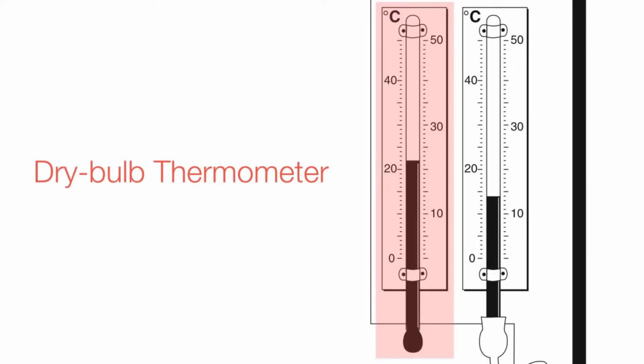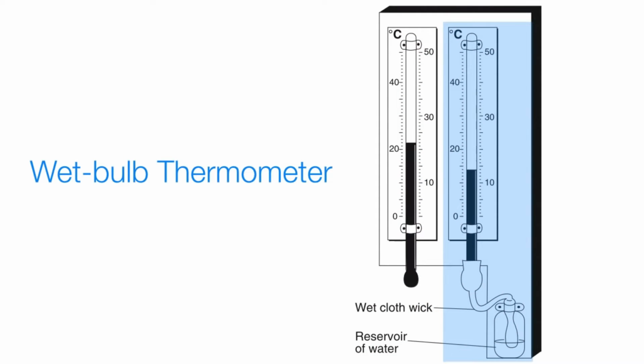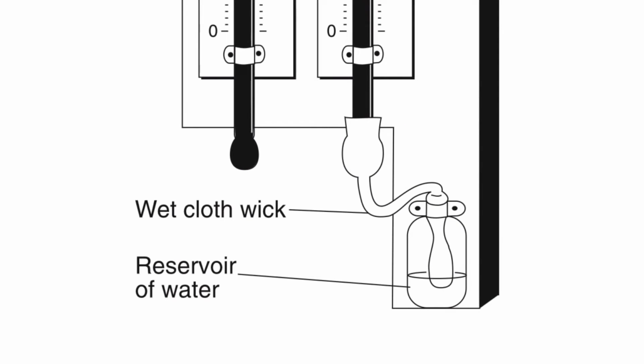The second thermometer has a bit of water on the end, which I'll show you in a moment, and we call this the wet bulb thermometer. Here's how it works. You take the end of the wet bulb thermometer and you put it in a small piece of cloth. And that cloth goes into a reservoir of water, or it's at least soaked in some water, and that makes the temperature of that thermometer change as the water evaporates. So we end up with two temperatures. We end up with the dry bulb temperature and a wet bulb temperature.